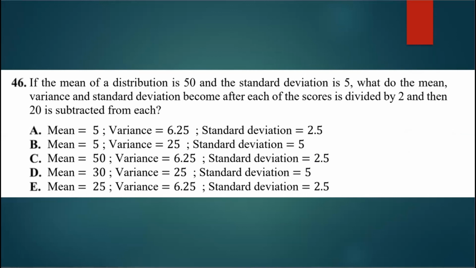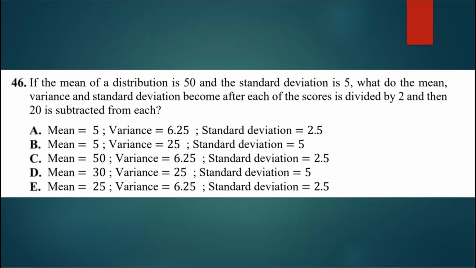46. If the mean of a distribution is 50 and the standard deviation is 5, what do the mean, variance, and standard deviation become after each score is divided by 2, and then 20 is subtracted from each? If you divide the data by 2, everything will be divided by 2. So the mean will become 25 and the standard deviation will become 2.5.